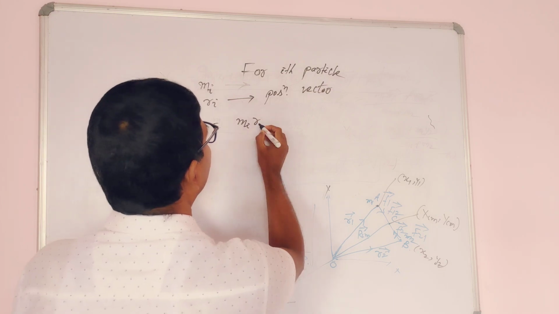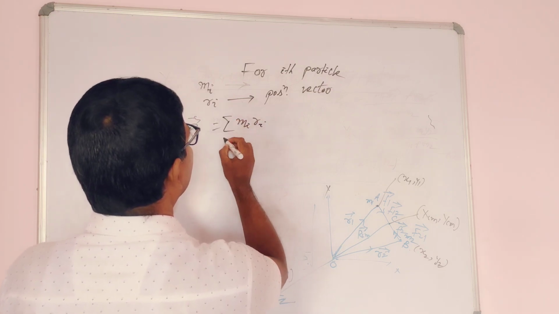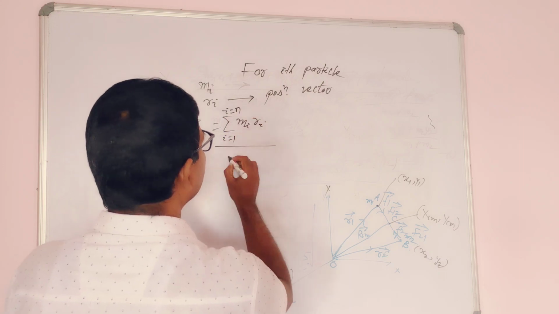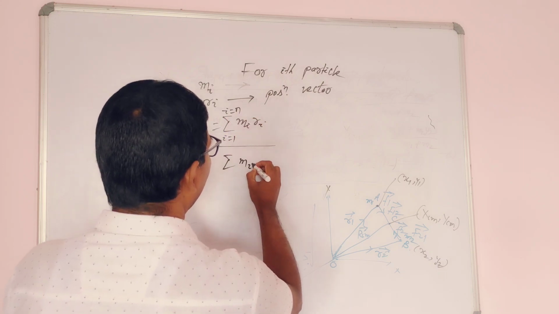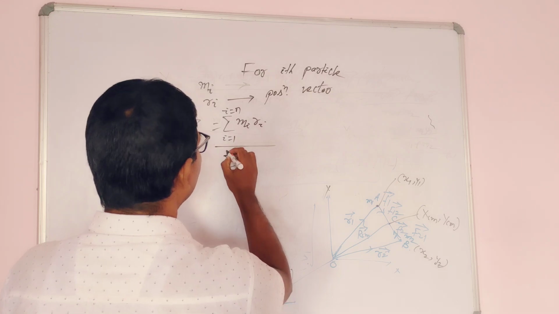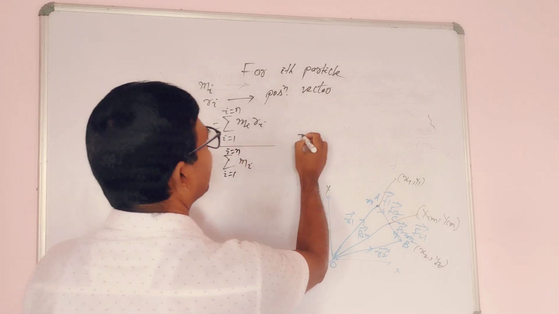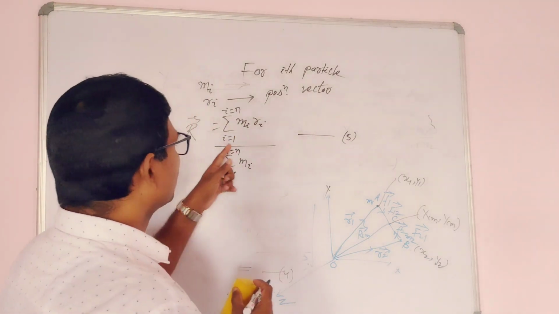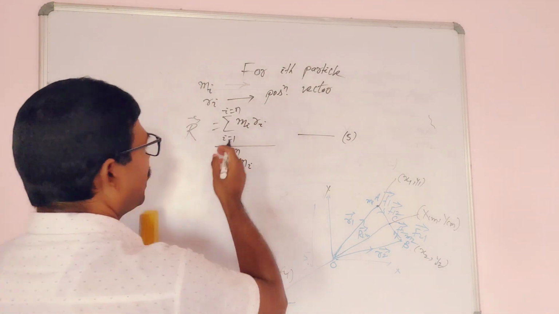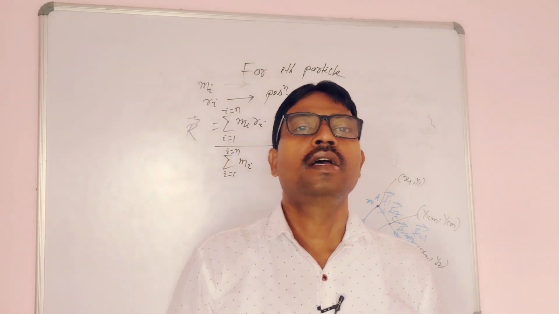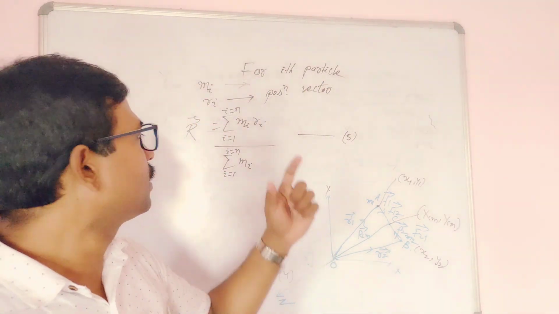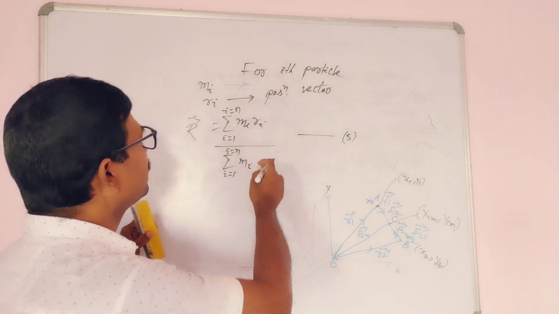you will write the summation of mi ri, i = 1 to n, divided by the summation of mi, i = 1 to n. You can write this equation. Can you understand? Okay. So now, if you are taking a system having n particles, the ith particle, what will you write in this way?